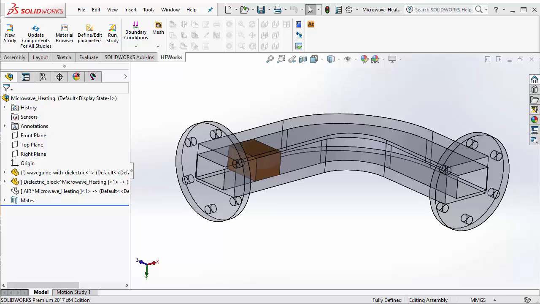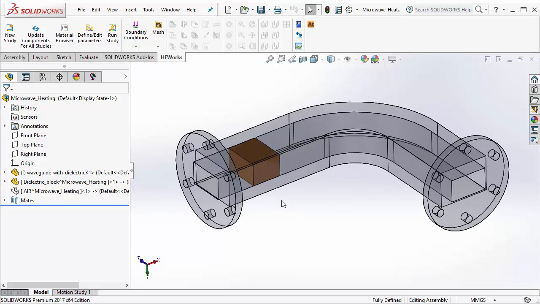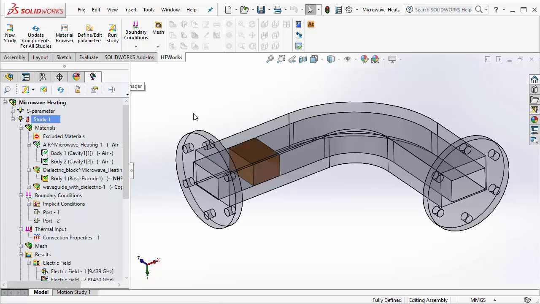Next, we will take a look at a circular waveguide, as you see here, and determine what really happens to the dielectric. How hot does it get when a microwave at very high power is injected inside this waveguide. Again, the principle is the same. We design the components using Solidworks as an assembly, and then we activate the HFWorks manager where our studies are organized.